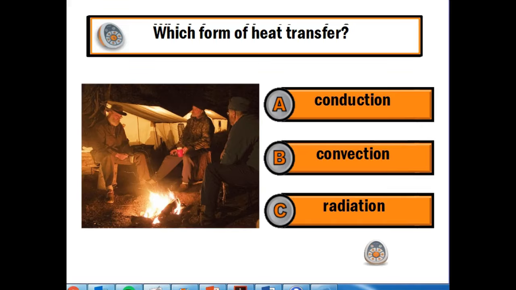This is one of the pictures we used in class. There's lots of examples of conduction, convection, and radiation. But listen closely to my question. When these guys get up from their seats and someone else comes and sits in the spot they were sitting in, the stump they were sitting on will feel warm. Why? Is that conduction, convection, or radiation?